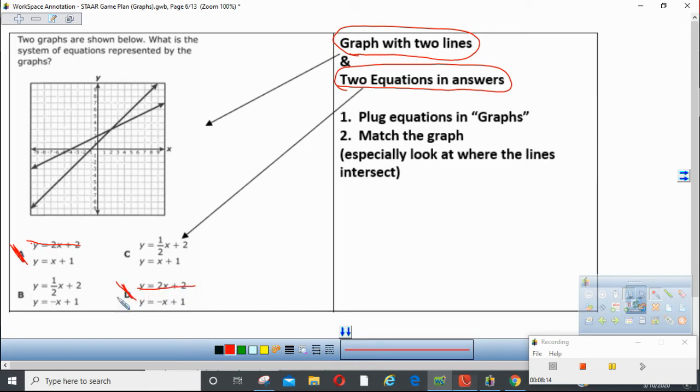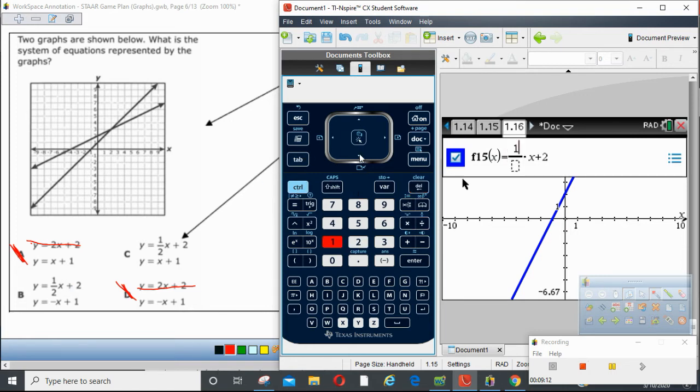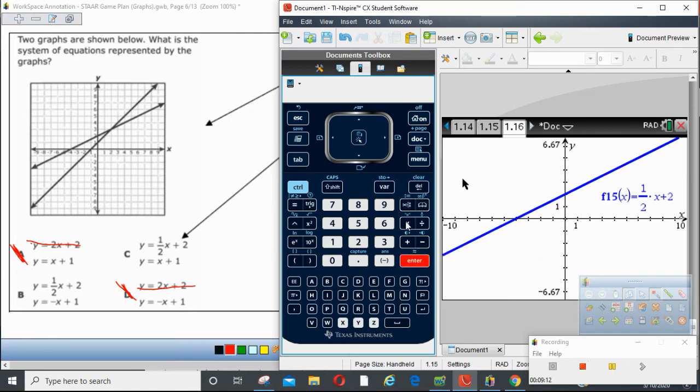And so now let's go type this 1/2 x plus 2 in. So we're going to hit tab, go up, and let's change this. We don't want to keep this one. All we got to do is change this 2 to a 1/2, and then it matches this one right here. So we're going to go 1/2, hit enter. Okay, so that right there does, it's a lot flatter, just like this one right here, still going through 2. So I kind of like that.